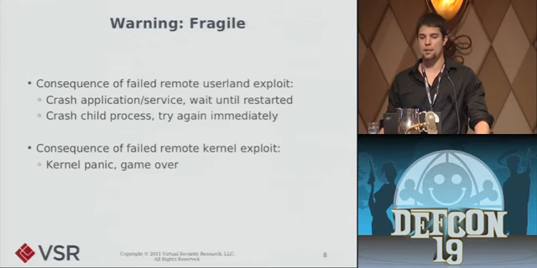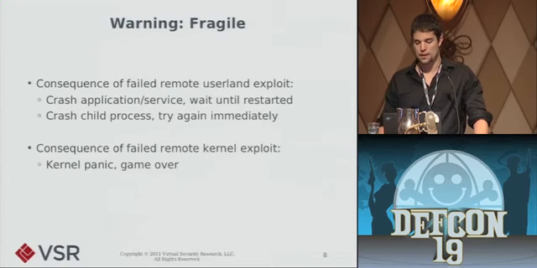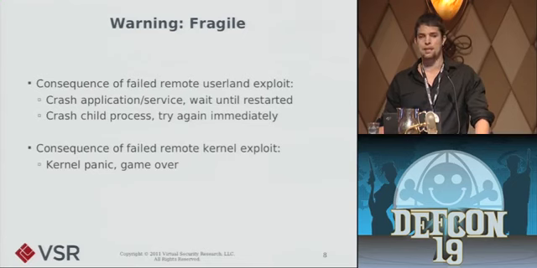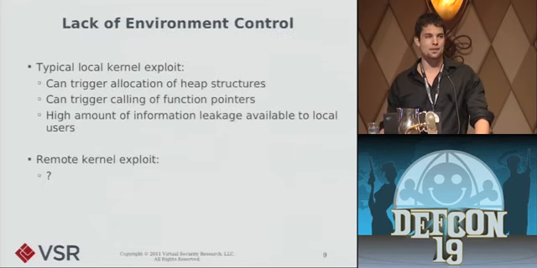You'll just crash the child process, and you essentially have very minimal consequences for failure and can continue to try to exploit it. In contrast, if you fail at a remote kernel exploit, in nearly every case, the kernel's going to panic and the box will fall over. And not only will you have lost your chance to exploit that machine, but you've lost any chance of doing so with any sense of stealth. It's a little bit noisy to crash an entire machine.